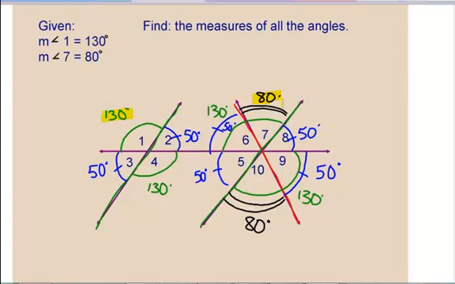And the same thing happens up here for angle 6. Since angles 6 and 7 are 130, and this angle 7 is 80, that means that angle 6 has to be 50 degrees, because 130, this whole angle here, minus 80 equals 50 degrees.